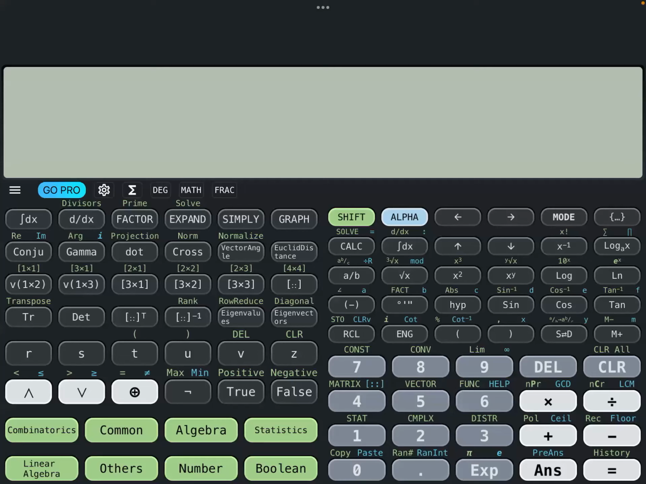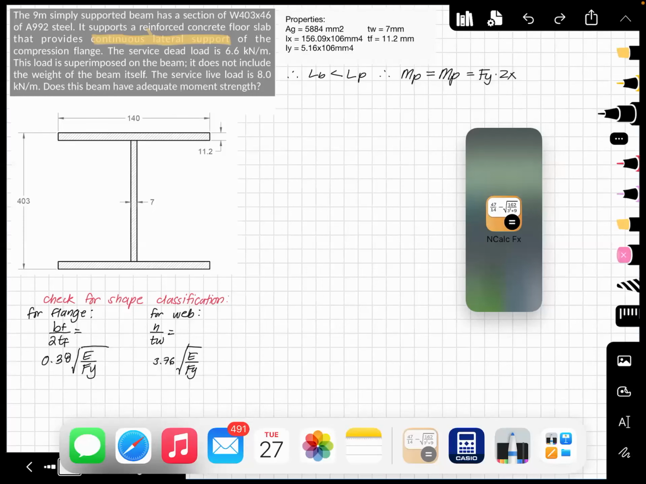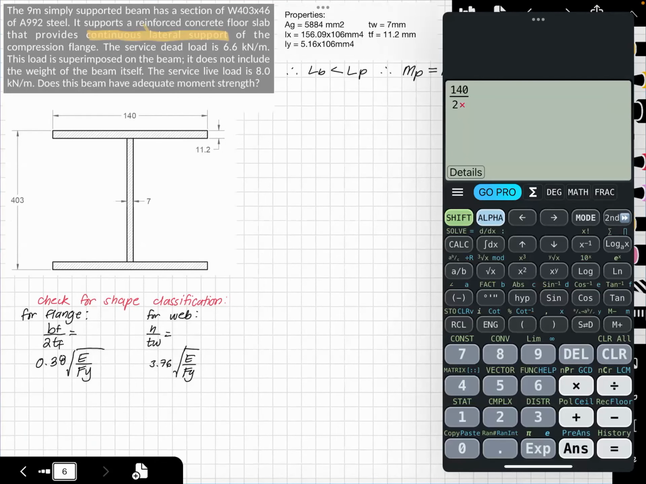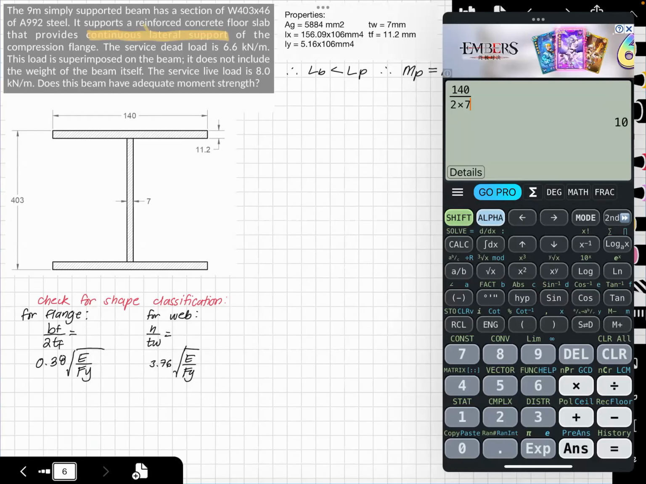Okay. So, solve natin. We have bf over 2tf. bf is 140 over 2tf. 2 times thickness of the flange. Thickness of the flange is 11.2. And this is 140 over 2, 70 divided by 11.2, that is 6.25. So, sulit natin.